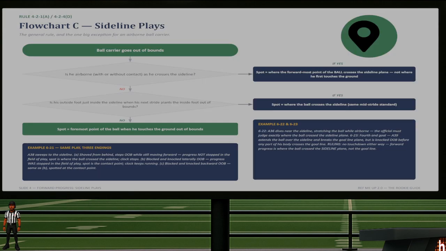Sideline plays. Now let's cover the sideline, which has its own general rule and one significant exception. Here's the flow. The ball carrier goes out of bounds. First question: is he airborne, with or without contact, as he crosses the sideline? If yes, here's the exception.